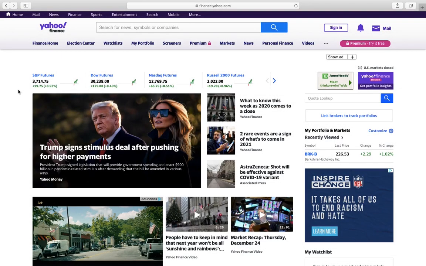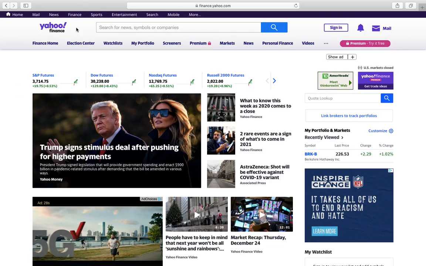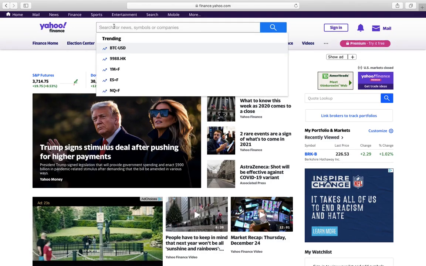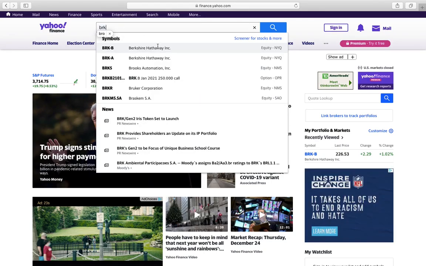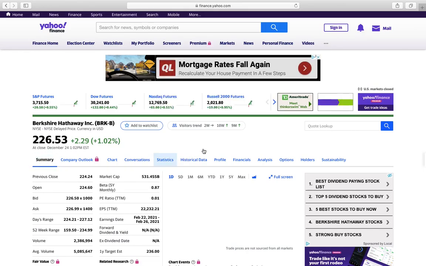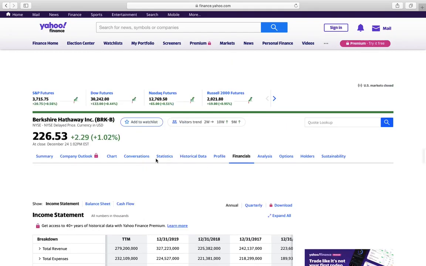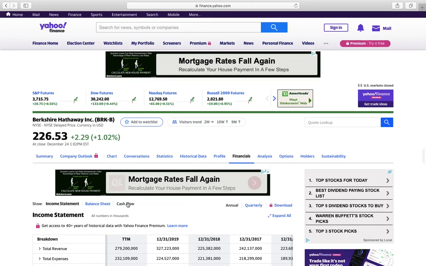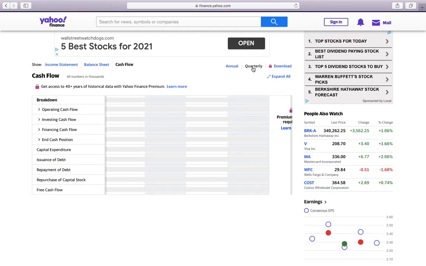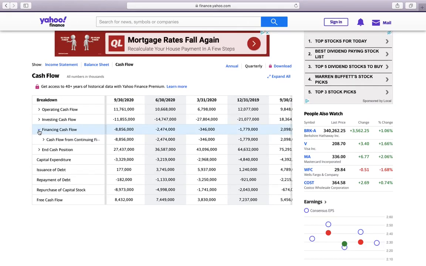So finally here I wanted to show you where you can actually find this share buyback information. So if you go to the Yahoo Finance page or any other financial website, you can type in the ticker. For Berkshire Hathaway, it is BRK-B for their Class B shares. And you'll get to the summary page. And then if you go to the financials, and this information is generally in the cash flow statement. So you go to the cash flow statement, and I generally check out the quarterly numbers, and you will find this information under financing cash flow.